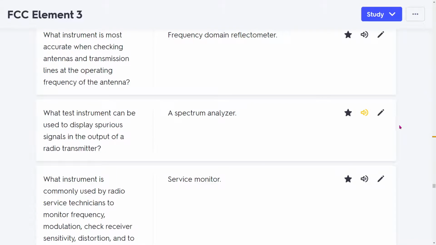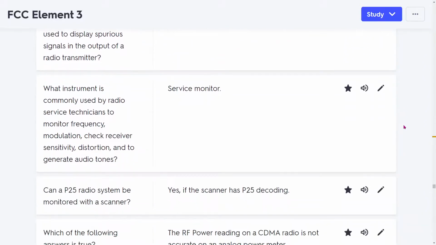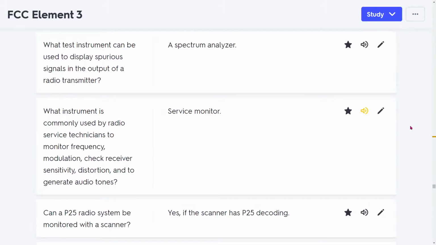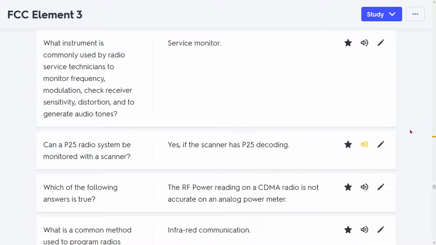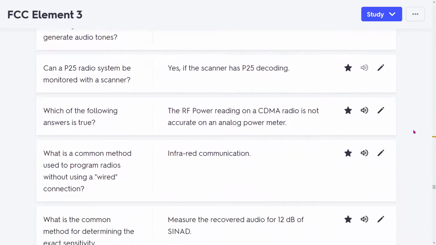What test instrument can be used to display spurious signals in the output of a radio transmitter? A spectrum analyzer. What instrument is commonly used by radio service technicians to monitor frequency modulation, check receiver sensitivity, distortion, and to generate audio tones? Service monitor. Can a P25 radio system be monitored with a scanner? Yes, if the scanner has P25 decoding.